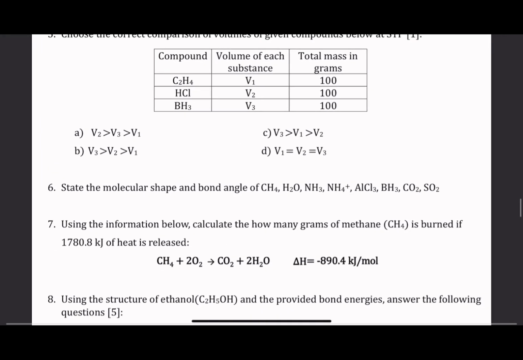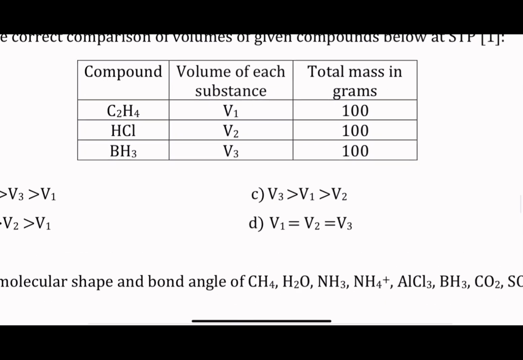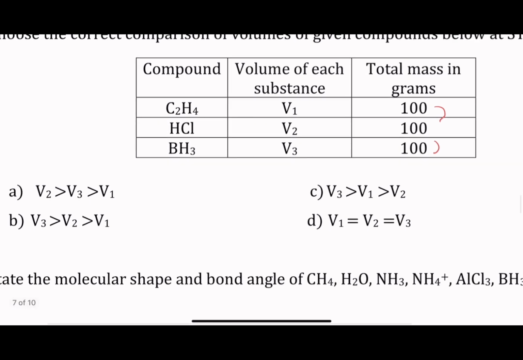Okay, now in question 5 we have the compounds. They are asking us to compare their volumes, but we're given their total mass. As you see, the mass is the same for all of them, but we have these compounds and we need to get the volumes.